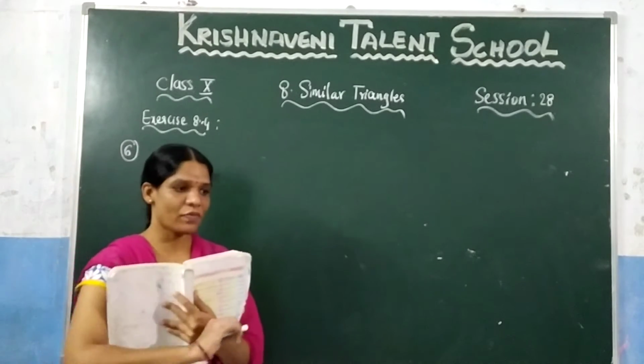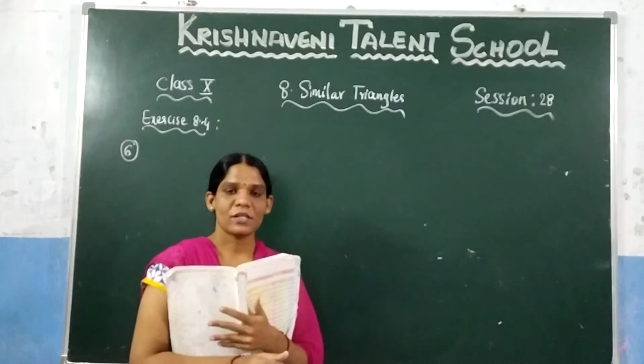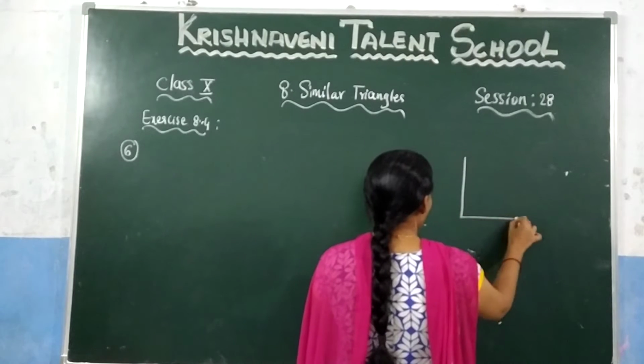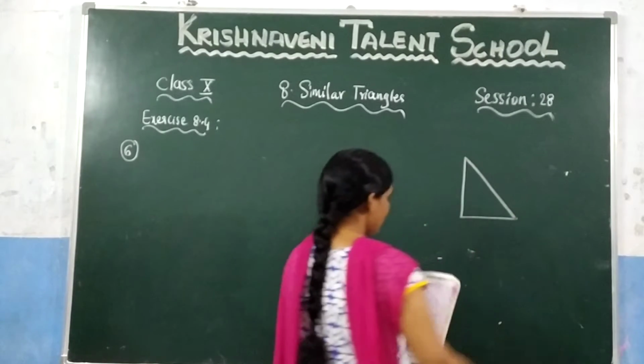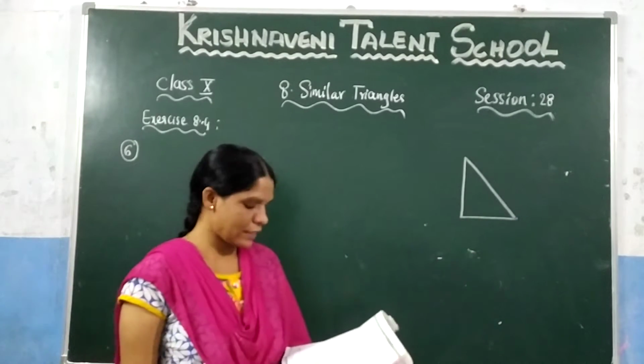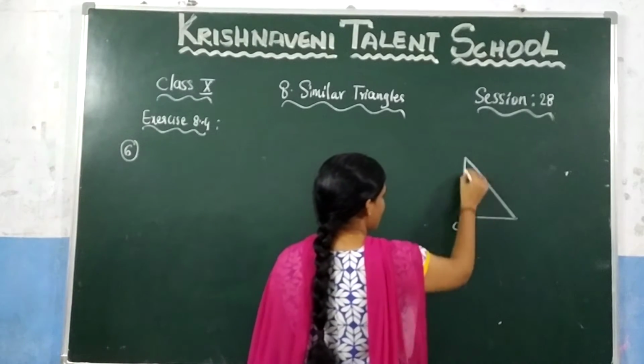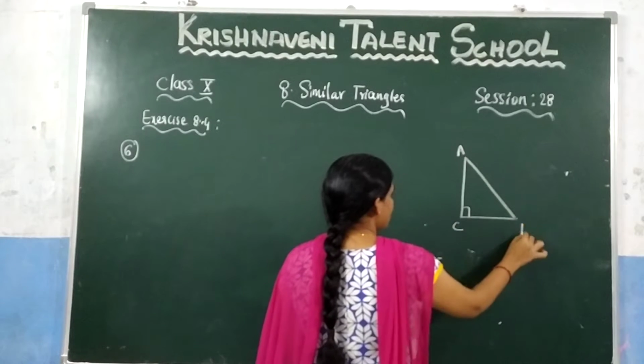So what is the meaning of isosceles right angle triangle? First you need to draw the right angle triangle. So let us draw one right angle triangle, and what is said here, the right angle is at C. So here the vertex should be C, and here it is A and it is B.